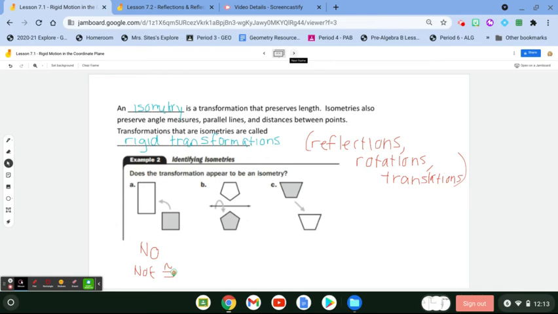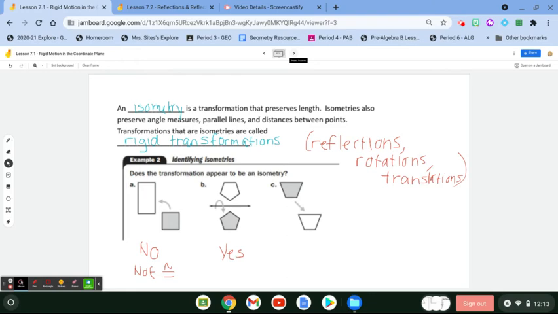For part B, if we would move from the gray shape to the white shape, it looks like we have a turn. Because we're dealing with some kind of rotation, and it also looks like the shapes appear to be congruent, we would say yes, that we have isometry.